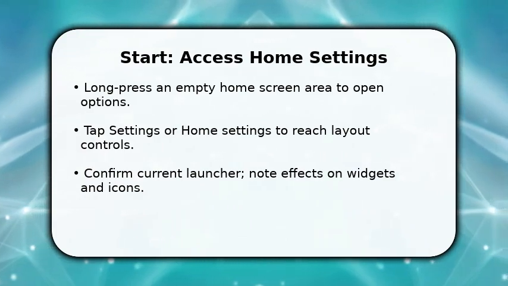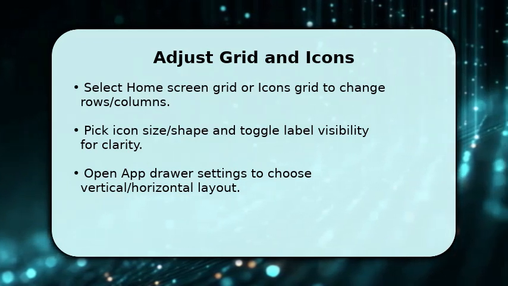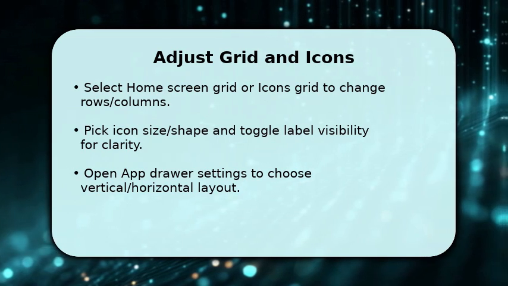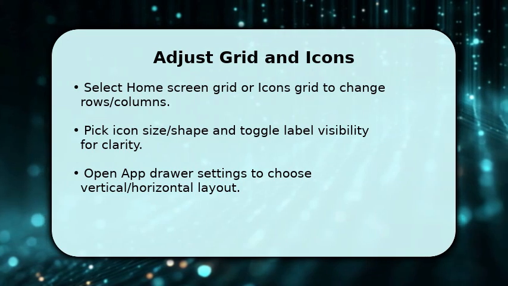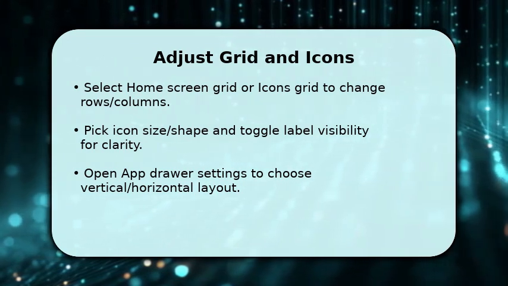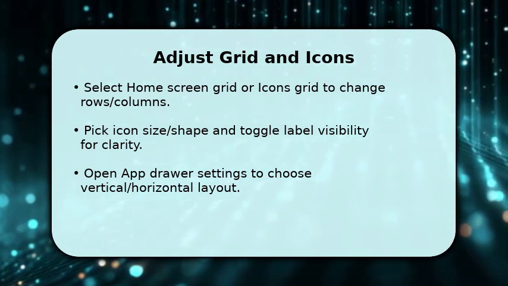You'll change the grid to control how many icons fit per row and column. Tap Home Screen Grid and pick a 4x5 or 5x6 layout depending on density you want. Then adjust icon size and shape so apps look balanced. Smaller icons fit more content, while rounded shapes can improve readability.